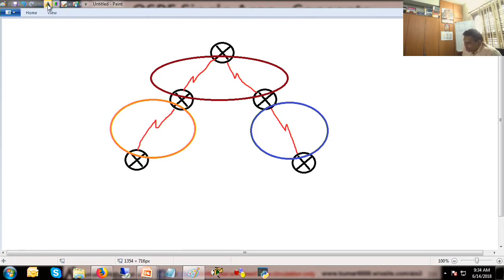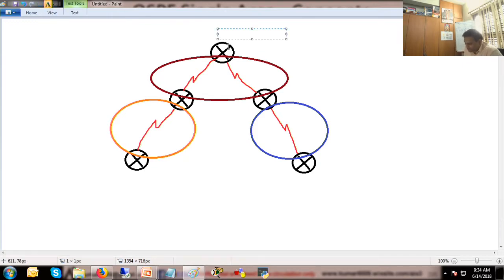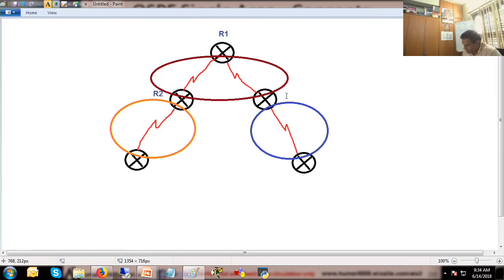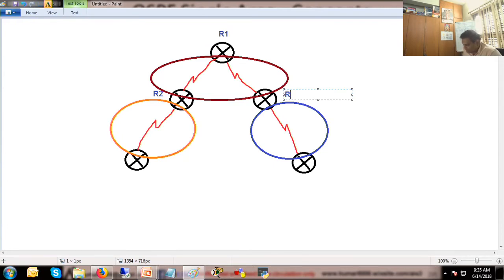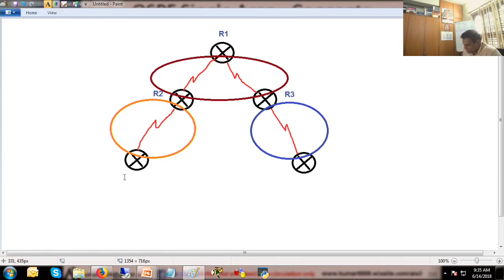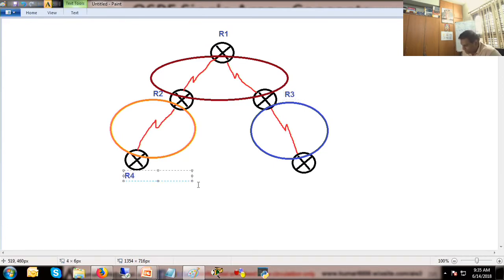Now in these three areas, I'm giving names for example R1, R2, R3, R4, R5. The first terminology I'm going to discuss is area. So what is the benefit of an area?